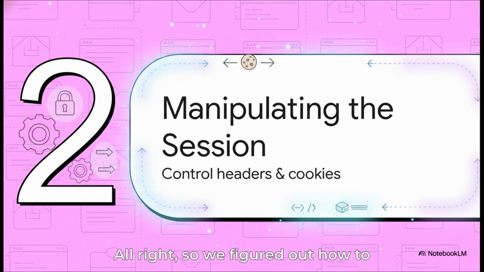All right, so we figured out how to decode the chaos. Now let's switch gears from just observing things to actually intervening. This next batch of tools gives you direct control over the browser session, so you can start manipulating the data that's being sent back and forth.